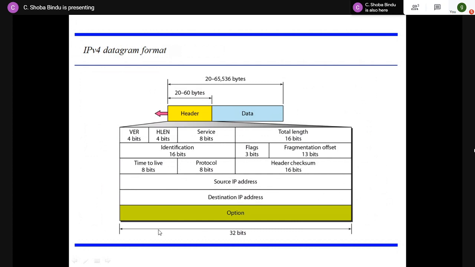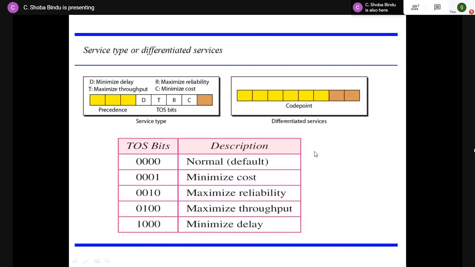And you can have options here, which go up to 40 bytes. So this mandatory header is 20 bytes and the remaining 40 bytes may be optional. That is why the length of the header varies from 20 bytes to 60 bytes. It can have a minimum value of 20 bytes and a maximum of 60 bytes. Now we have to look into these three fields: identification, flags, and the fragment offset.